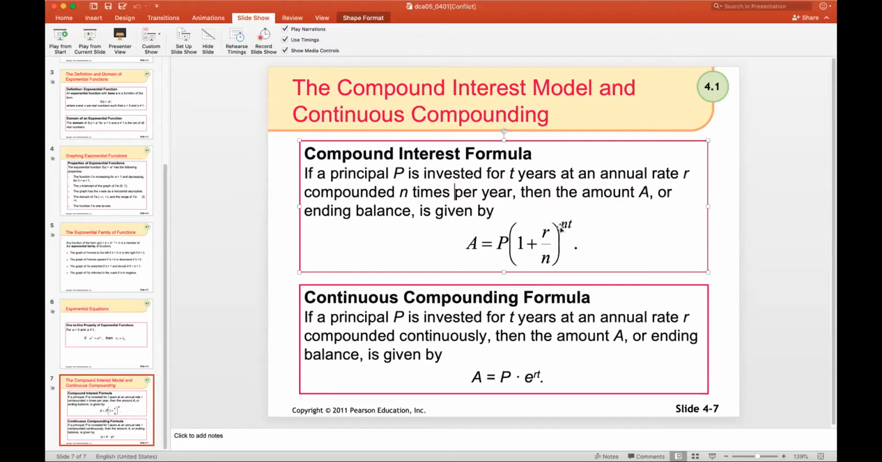One thing that you should keep in mind is n. When you figure out n, you need to keep in mind that n is the number of times compounded per year. So keep in mind this.